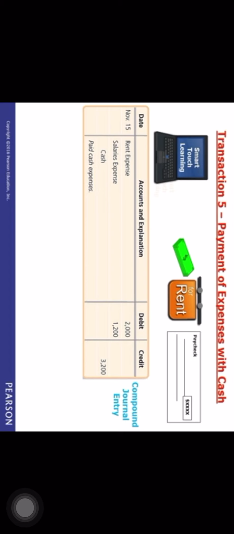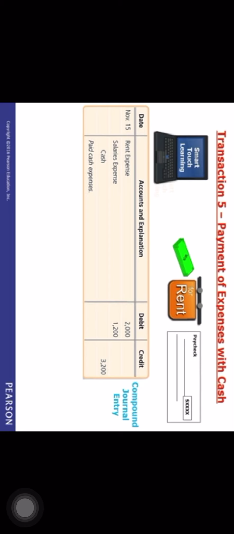We still start with the date, November 15th, but remember, we list our debit accounts first. Rent expense and salaries expense are both, obviously, expenses, and therefore they're going to increase on the debit side based on our debit and credit rules we learned earlier in this chapter. Cash is our credit because it's an asset account decreasing. Cash is slightly indented, so we credit the account for $3,200. So in this compound journal entry, our rules still stay the same. If we add our 2 debits together, it equals our 1 credit, $3,200.